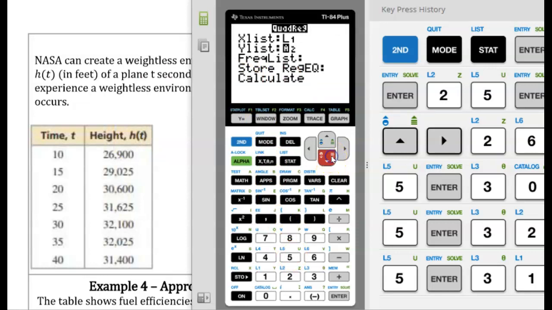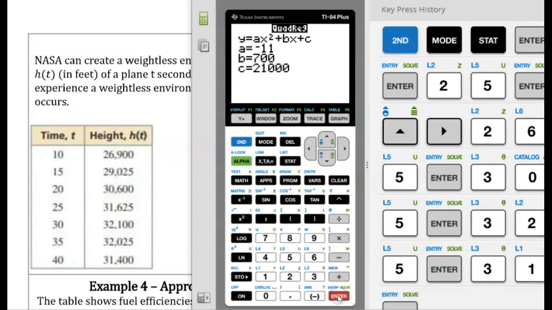Now my x's are in L1, my y's in L2. I'm going to go down to calculate. So here, it's giving me this equation. My a value is negative 11, so it's negative 11x squared. My b value is 700, so it's 700x. And my c value is 21,000, so it's 21,000.